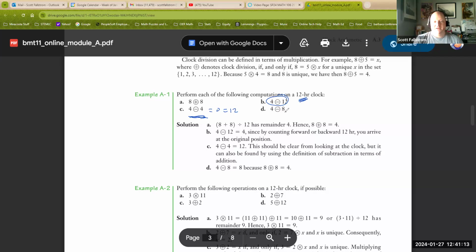So 4 minus 8, again, I can think about what is the additive inverse of 8 if I want. So I could say 4 minus 8. Well, that would be the same as 4 plus 4, which gets me to 8. Or I could have said 4 minus 8 is equal to negative 4. And now I just need to think what's 4 hours before 0 or 12. And the answer is 8. Okay.